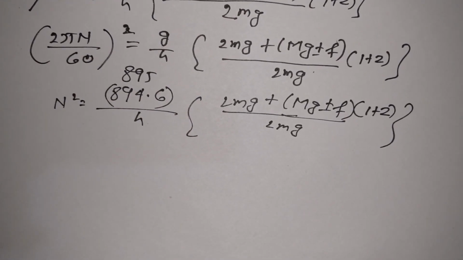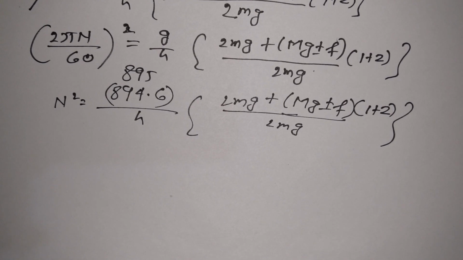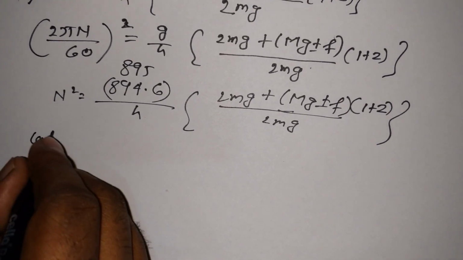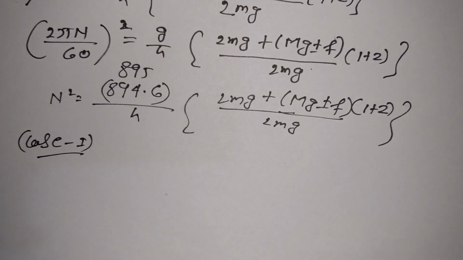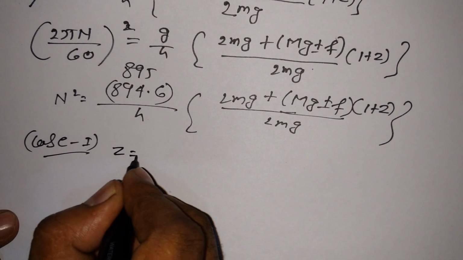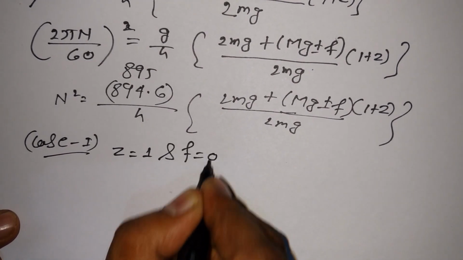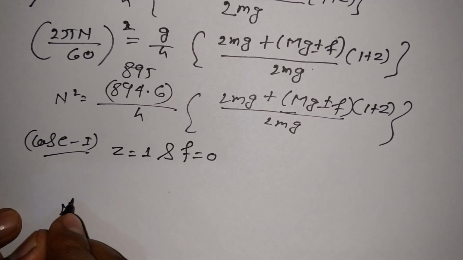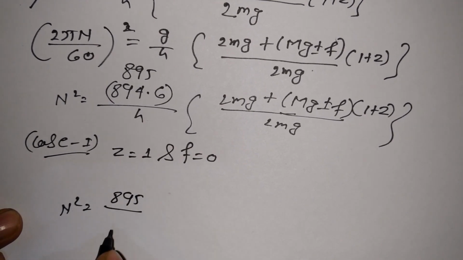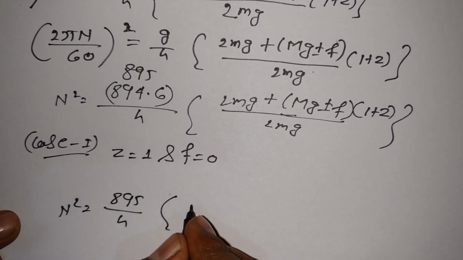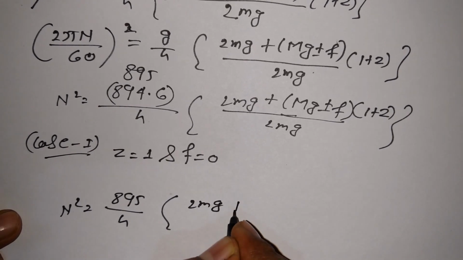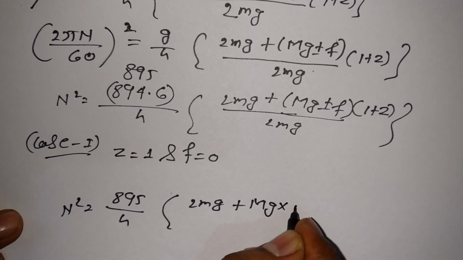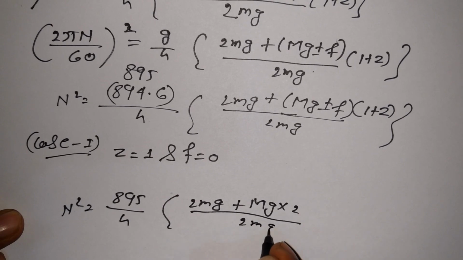Now, what you have to do is most important. We are going to put a case. There are many cases you can put, but I'm going to complete this equation into a simplified format, so I'm going to put a single case: z is equal to 1 and f is equal to 0. If I put this, what will happen? n square is equal to 895 by h, 2mg plus mg into 2 by 2mg.